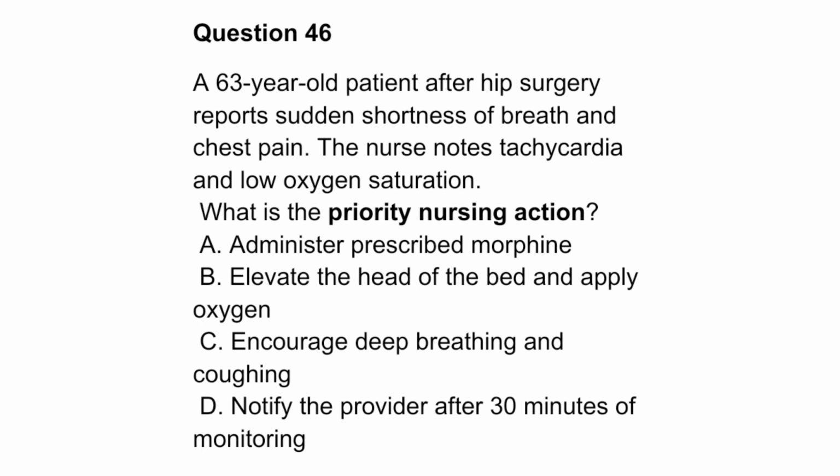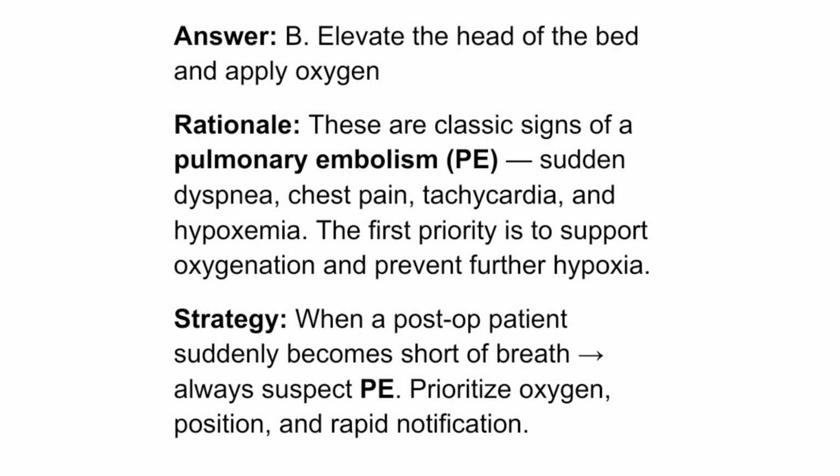Question 46. A 63-year-old patient after hip surgery reports sudden shortness of breath and chest pain. The nurse notes tachycardia and low oxygen saturation. What is the priority nursing action? A. Administer prescribed morphine. B. Elevate the head of the bed and apply oxygen. C. Encourage deep breathing and coughing. D. Notify the provider after 30 minutes of monitoring. Answer: B. Elevate the head of the bed and apply oxygen.